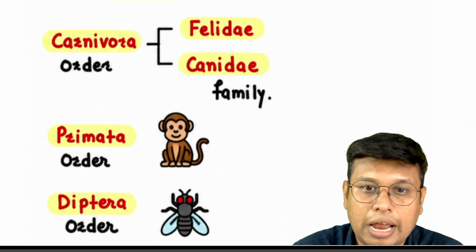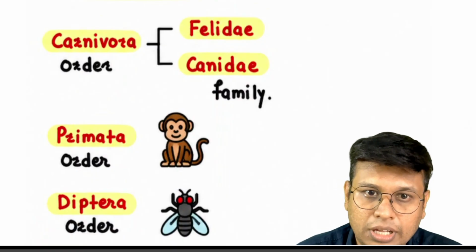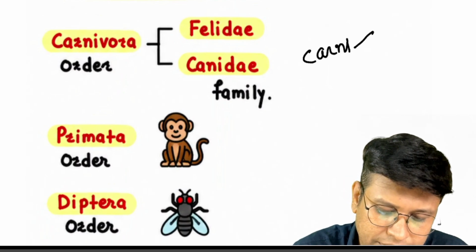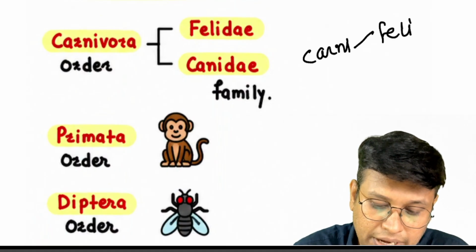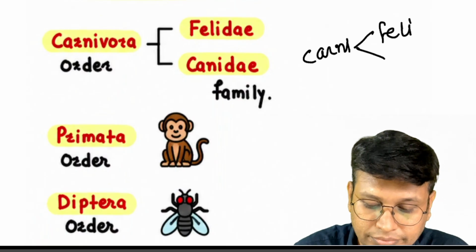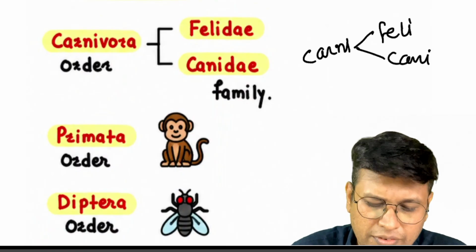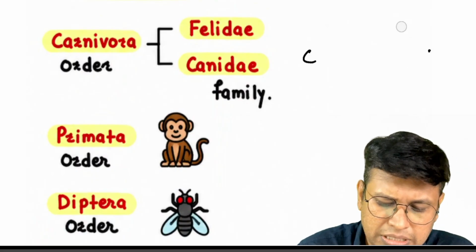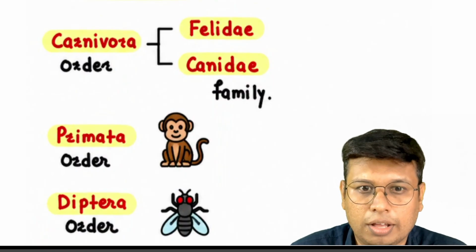Next, we have the Carnivora order, and we have two families, that is Felidae and Canidae. Again, a simple way to remember: Carni-feli-cani. And I think mnemonics are not required here because Felidae and Canidae, everybody remembers these are carnivores and they come under order Carnivora.